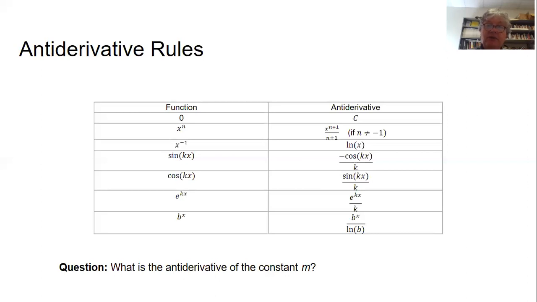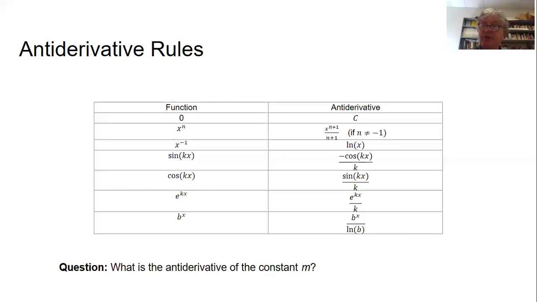We know the derivative of e to the kx is k times e to the kx. So that means the antiderivative of e to the kx is e to the kx divided by k. Remember, it's the inverse process, so we just always do the reverse. And since the derivative of b to the x is ln of b times b to the x, the antiderivative of b to the x is b to the x divided by ln of b.